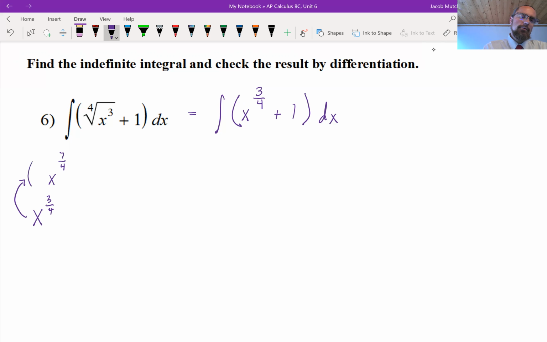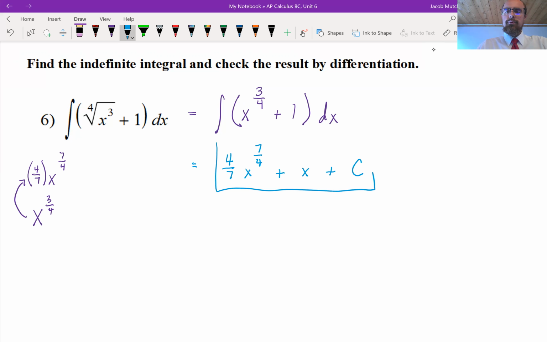And then I need to include a coefficient that's the reciprocal of that. So I'll write 4/7. So as I integrate this example, the way that my antiderivative is going to look is exactly as I've written there, 4/7 x to the power of 7/4, plus integrating 1 is just x plus c. And that integrates pretty directly there.